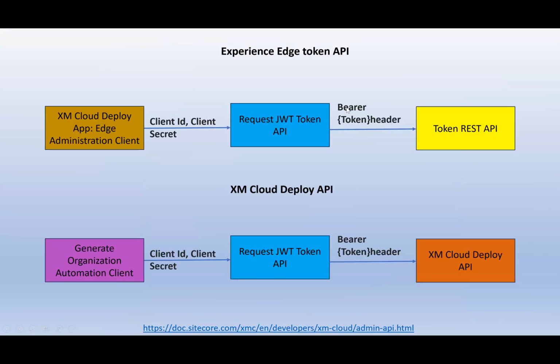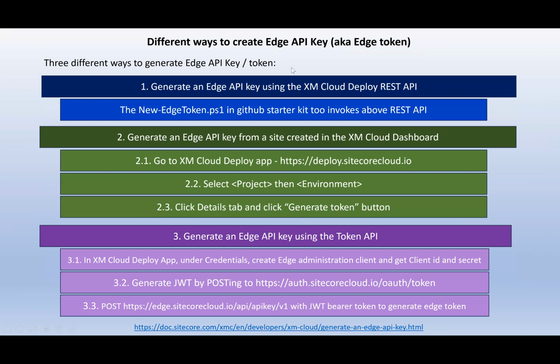So just have a basic idea of different APIs. The Edge API is one of them. So you need to always have a JWT token, and you can get the JWT token in different ways from the organization client, which is part of your cloud deploy app. Yeah, so there are different ways to do that. Like if you want to get an Edge token, you can get it through a REST API or through the XM Cloud dashboard or Edge API key using the token API.